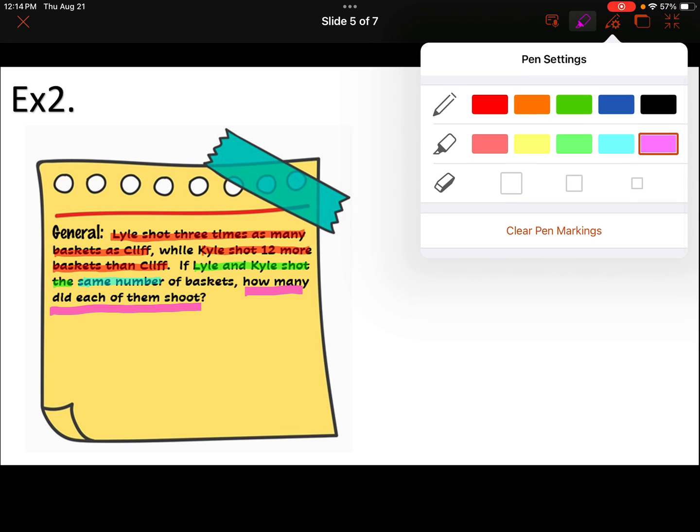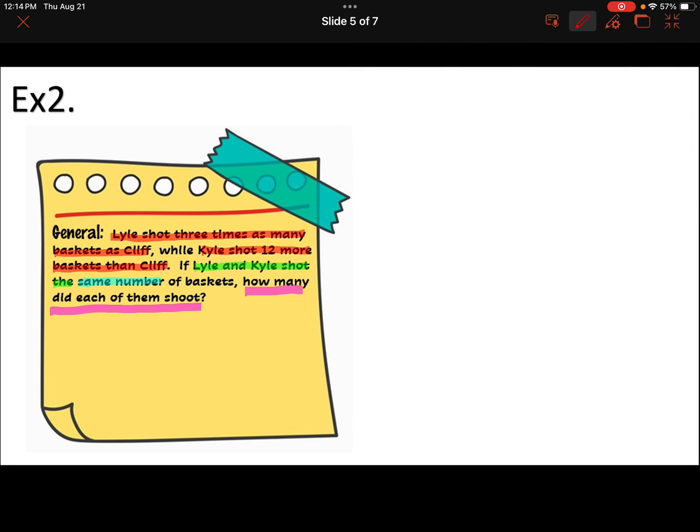Okay, so this one isn't telling us who to define. If it doesn't tell us who to define, I always tell kids, read the problem and see if there's someone everyone else is being compared to. That's the easier person to start with. So I noticed everyone was compared to Cliff. So I'm going to make X be Cliff. Lyle was 3 times Cliff, so 3x is going to be Lyle. Kyle is 12 more than Cliff, so x plus 12 is going to be Kyle.